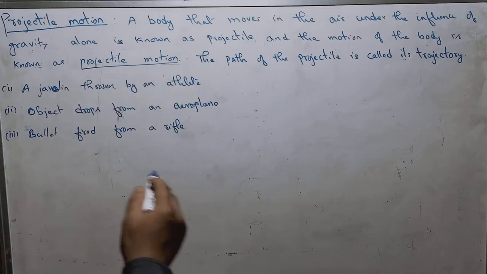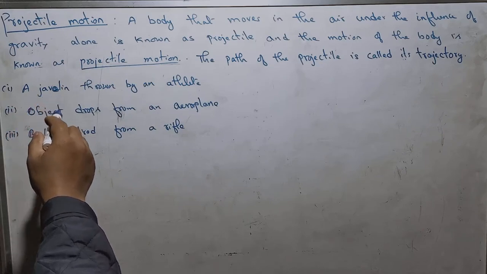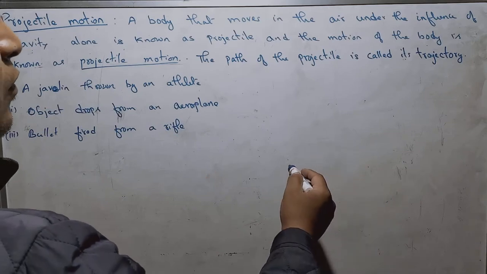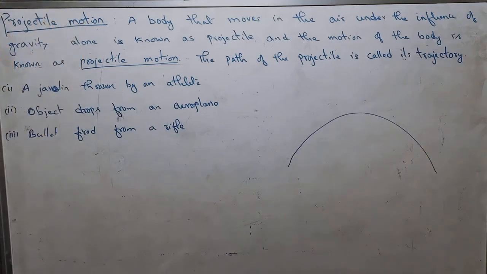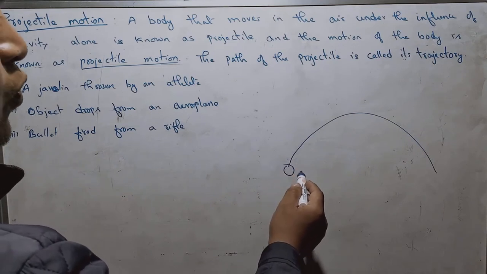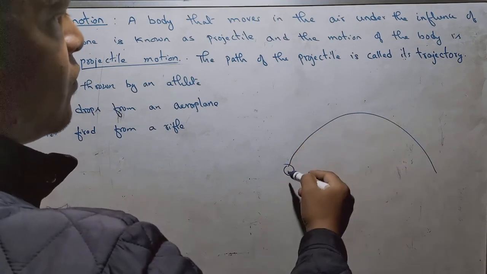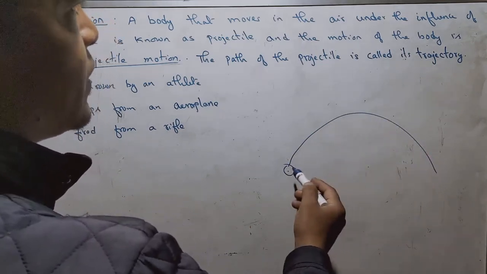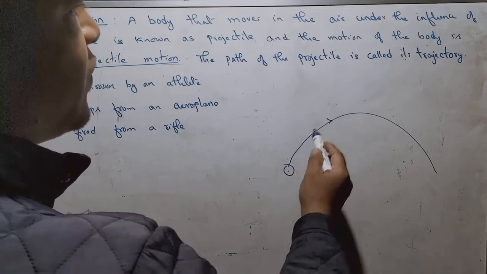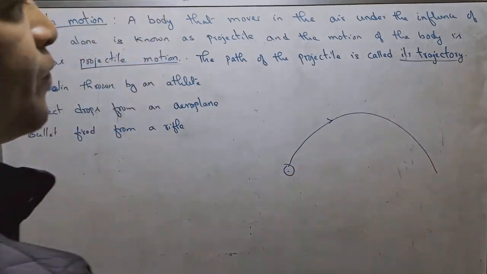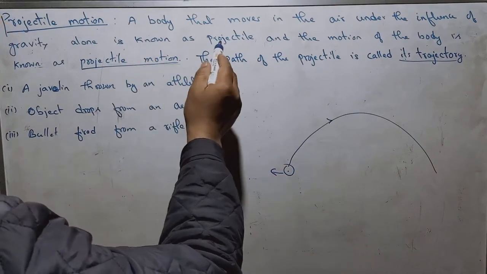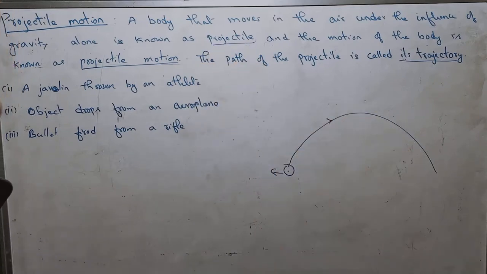For example, when you throw a javelin or any other body, if you throw a ball, then the ball will go like this. If you throw any object like a stone, then this is the path in which the object is moving, and this path is known as its trajectory. The object which you throw into the air is known as the projectile, and the motion of the object is said to be projectile motion.